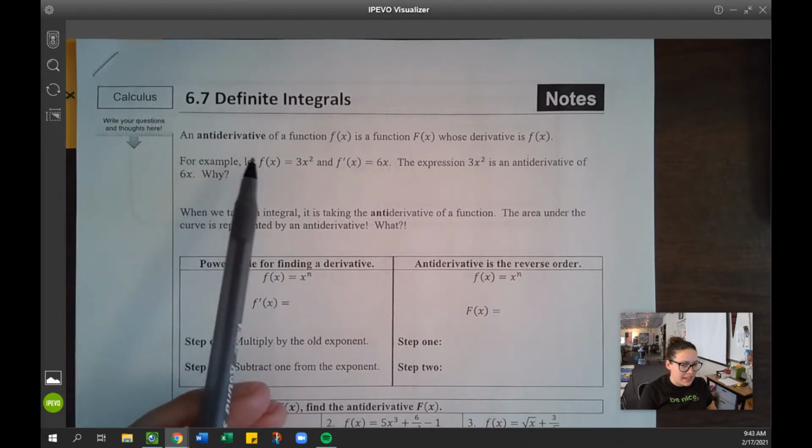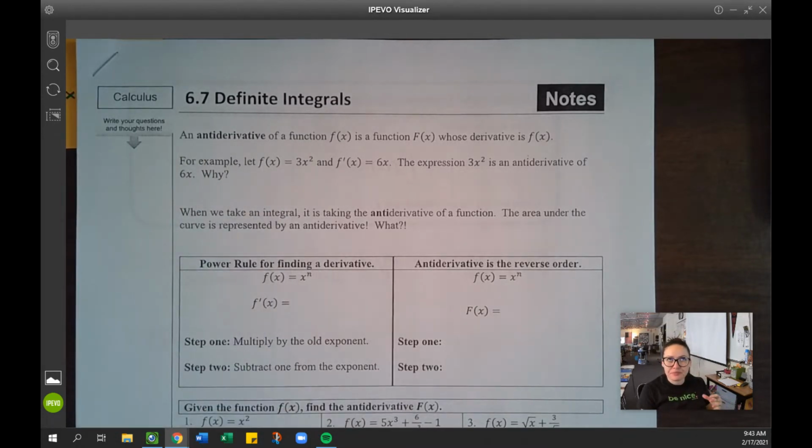But this lesson is really the opposite of the power rule. The power rule, when we did derivatives, was a super important lesson where we learned the key for how to take the derivative. And today we are going to talk about how to find the antiderivative, or the integral.